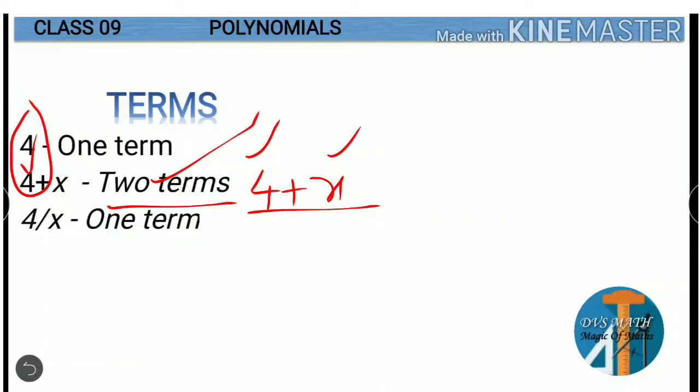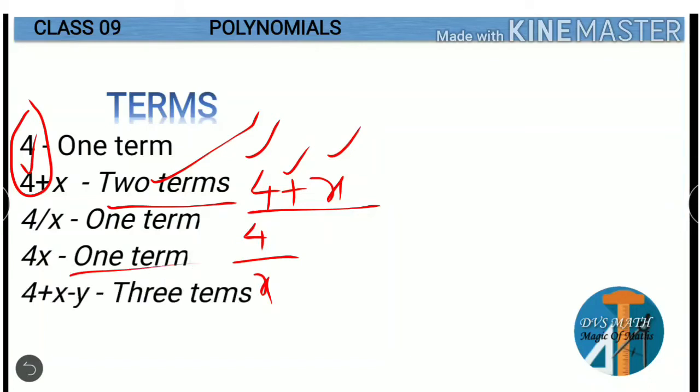4 by x. As I told you, it is 4 by x. Here observe, only the sum and the difference separate the terms, not multiplication and division. Remember, only the sum. In the previous example, we had a sum between the two, so we said it is two terms. But here 4 by x is a single term, children. So it is one term. Next, 4x is nothing but a multiplication. So it is also only one term.